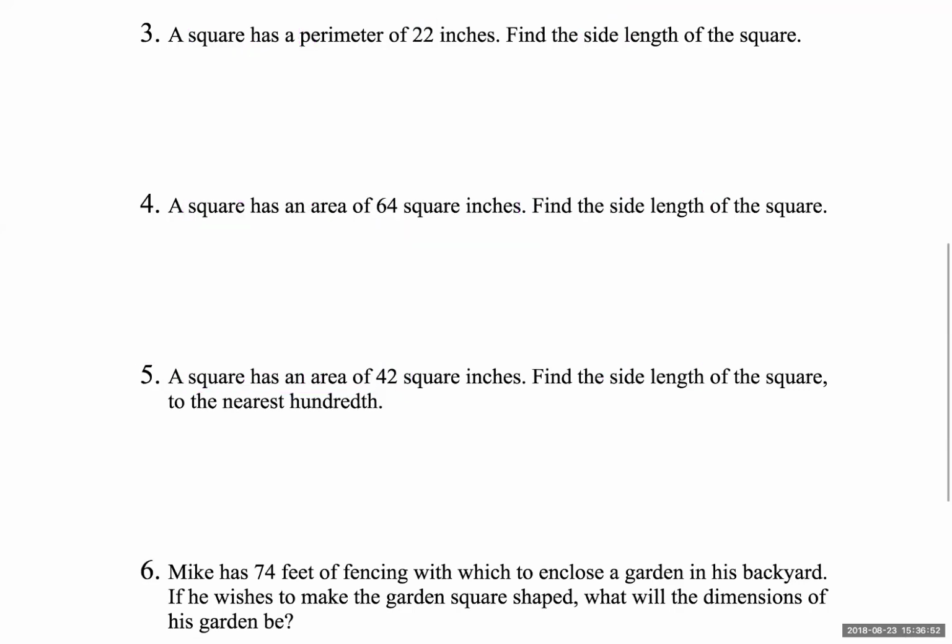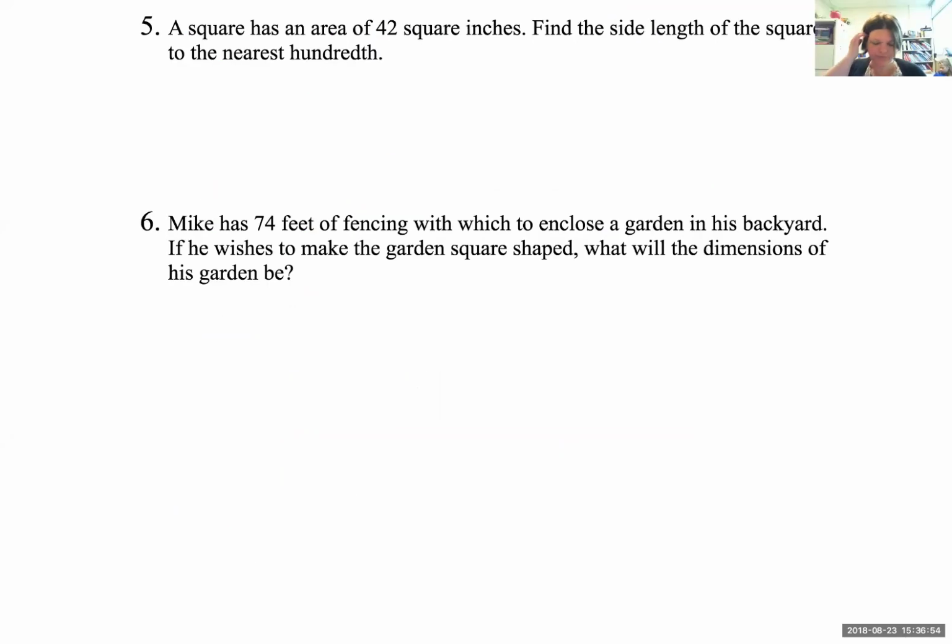Looking at number 6 here, it says Mike has 74 feet of fencing with which to enclose a garden in his backyard. If he wishes to make the garden square shaped, what will the dimensions of his garden be? Which formula should I use? That's the big question. It's not explicitly stated here. Does anybody have a hypothesis?